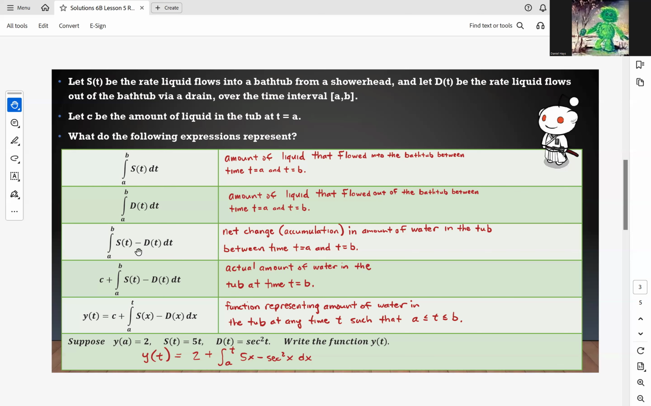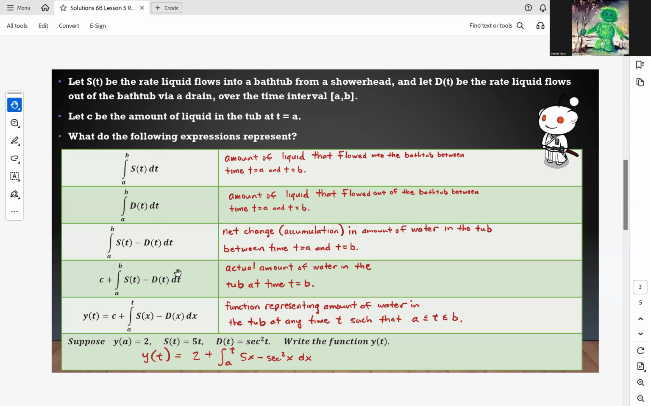When I put these two rates together, this is really the more powerful tool. This is what gives us a measure of the net change in amount. We're taking into account water coming in, but also water coming out. So this would give us the overall accumulation in the amount of water in total from A to B.